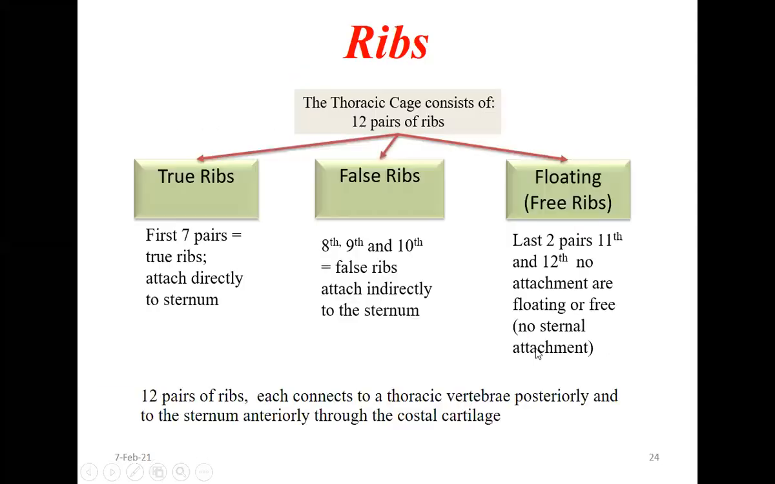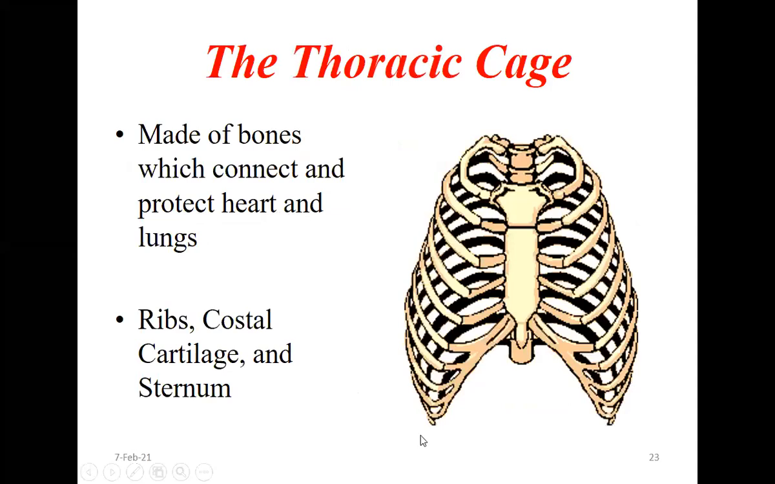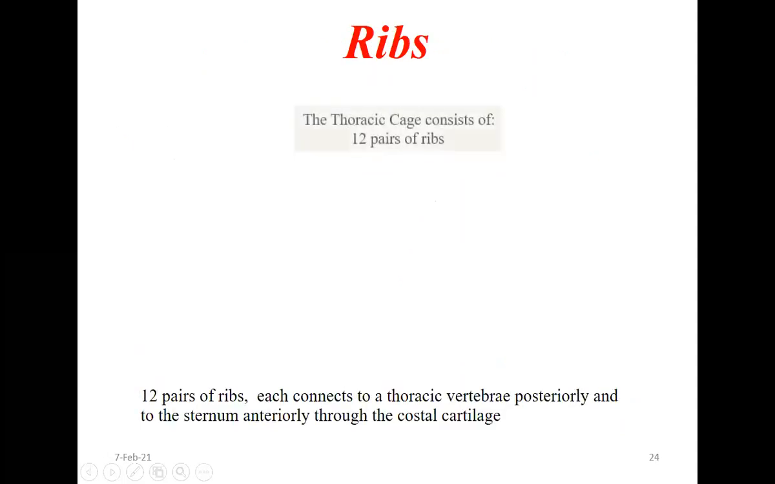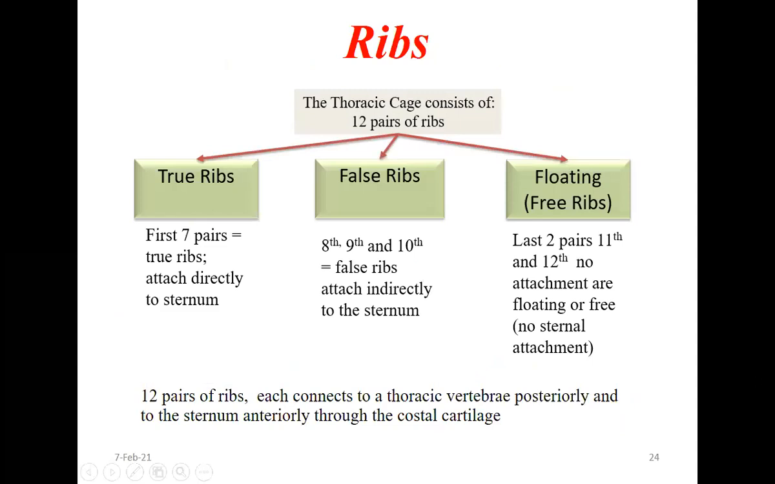If you see the last ribs, this is the 11th rib what you are seeing, and the 12th rib is very small. You cannot see it from here. So the 12th rib is coming here. Okay, it is not attached to the sternum. It is floating in the front. At the back it is attached to the vertebrae, but in the front they are free. If you see here, this is the 11th rib, and the 12th rib is inside. You cannot see it. It is a small rib. So those two ribs are called the floating ribs or the free ribs. 11th and 12th rib they are called.